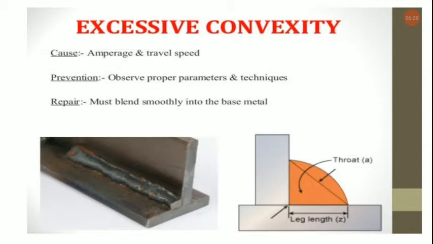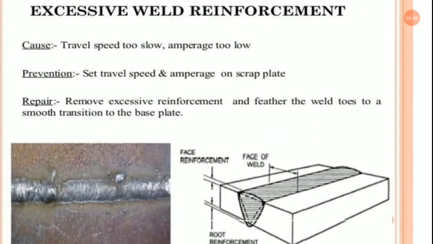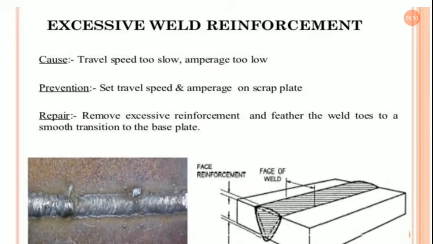So the prevention of excessive convexity is to observe proper parameters and techniques. Now repair must blend smoothly into the base metal. Now excessive weld reinforcement.